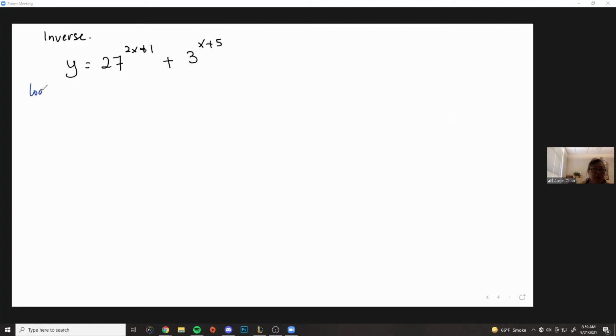So log both sides. Do you want to use log or natural log? Log. It's easier. Then we don't have the e to contend with either. Okay, so I'm going to have log of y equals log of 27 to the power of 2x plus 1 plus log of 3x plus 5.